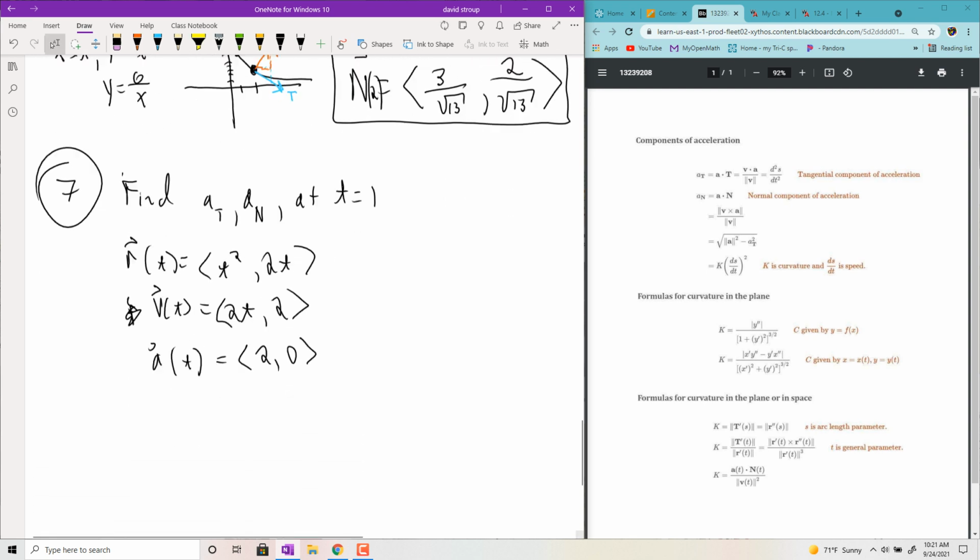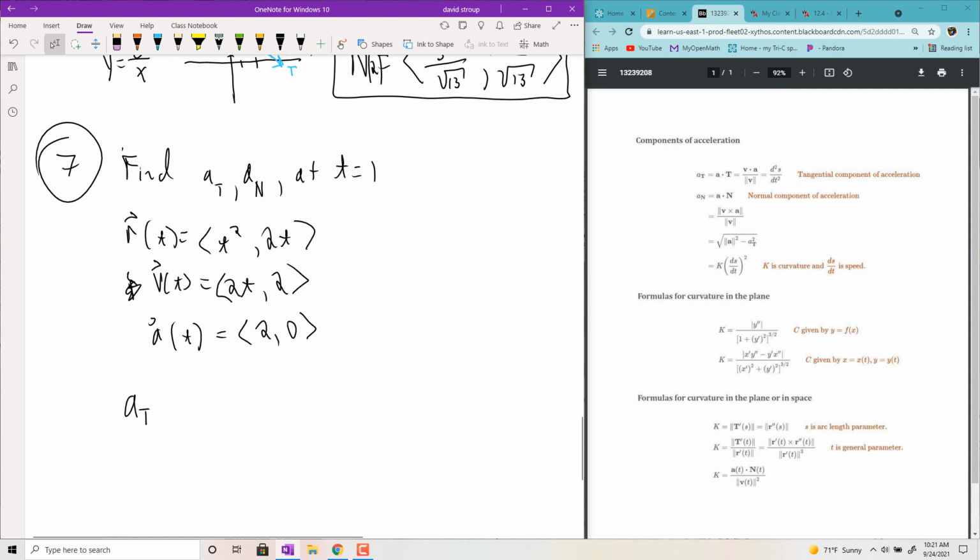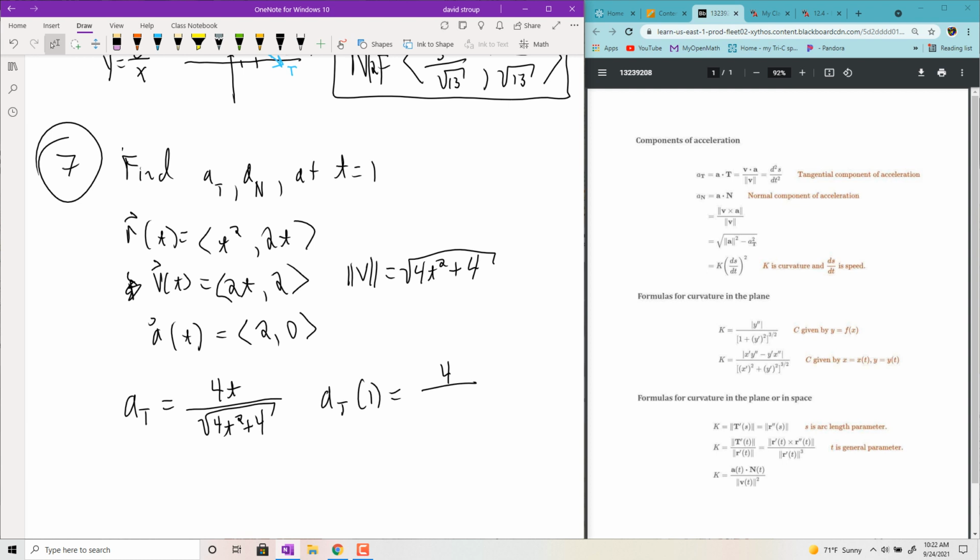And then I can compute a sub t. I also need the magnitude of the velocity, the speed. So that will be the square root of 4t squared plus 4. And okay, so a sub t is going to be v dot a. So v dot a is 4t plus 0 all over the magnitude of the velocity, which is the square root of 4t squared plus 4. a sub t of 1 then is 4 all over square root of 8, which is 2 root 2. So we're ending up with 2 over root 2 for that component.